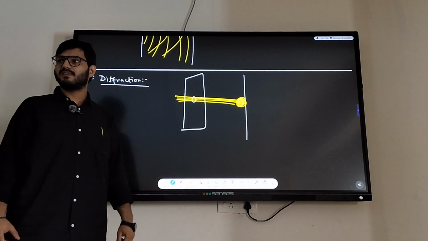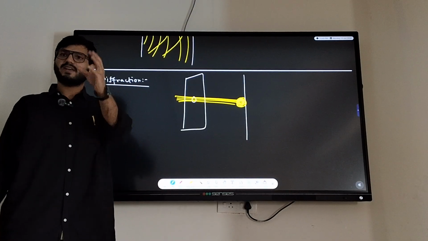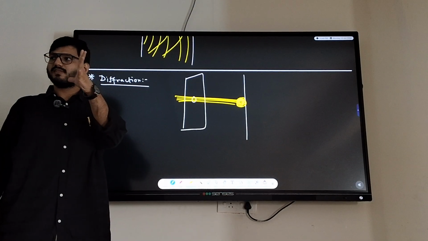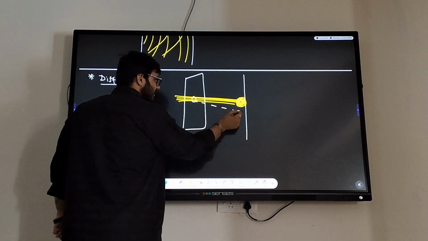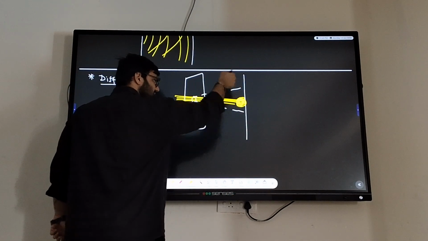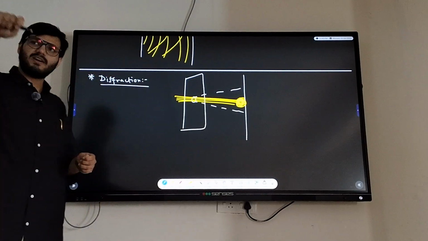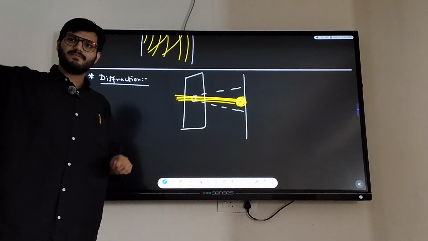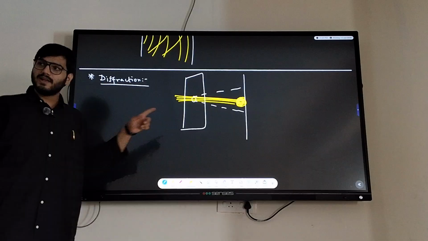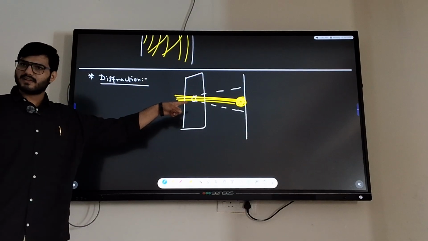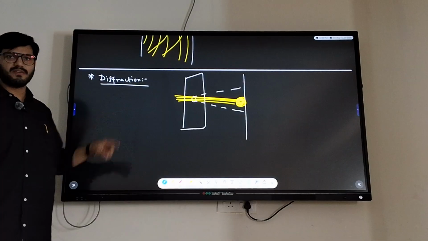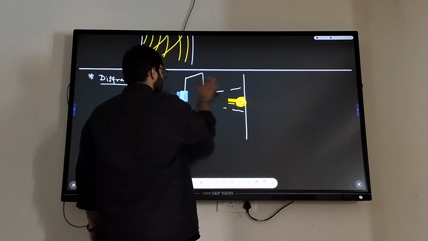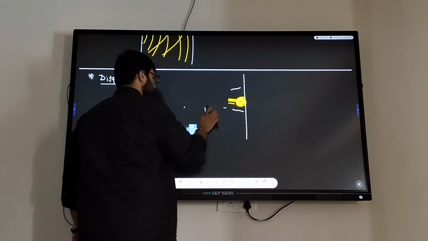But what do we see? We see actually a little spreading. Yes or no? There's even a little intensity here outside the circle, and as it goes away, it fades away. So there's a bending of light occurring here, right? There's a bending of light, and the bending of light is called diffraction. So let me give you another diagram.